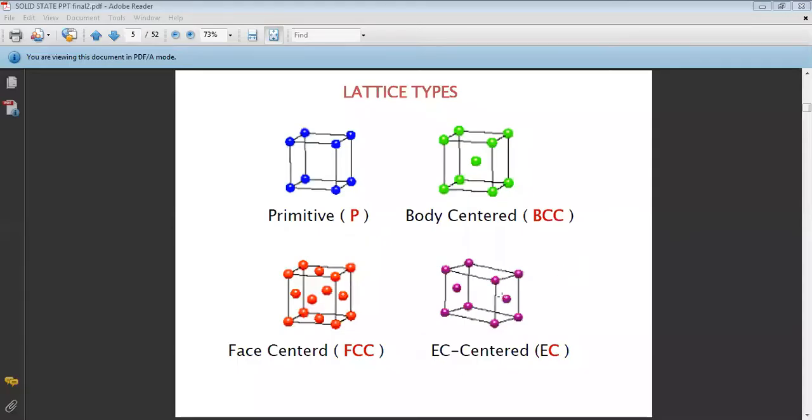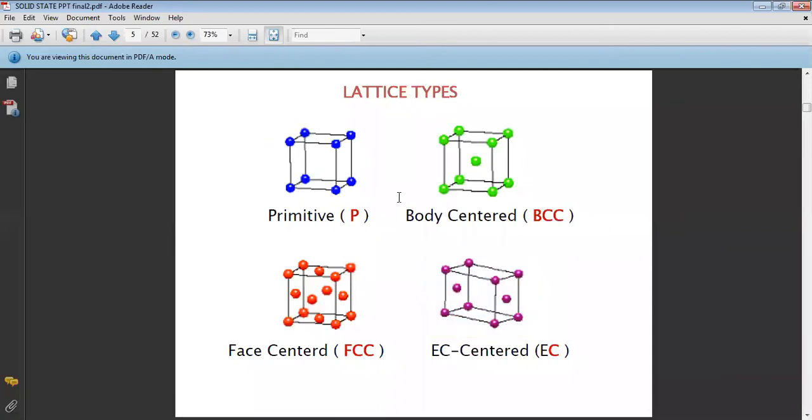All right. Now look at the screen once there. I have given the diagrams there. See, the first one is given as primitive by the symbol P. So there with blue color dots given 8 corners, 8 particles. Those are the 8 corners of the cube and 8 particles are mentioned with blue color dots there. That is a primitive or simple unit cell.